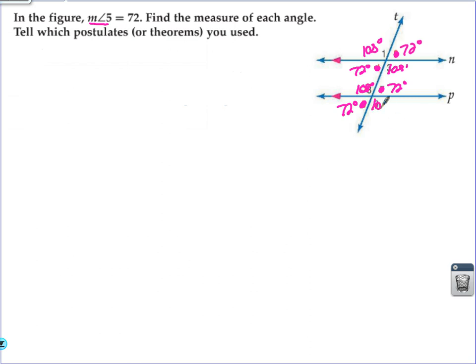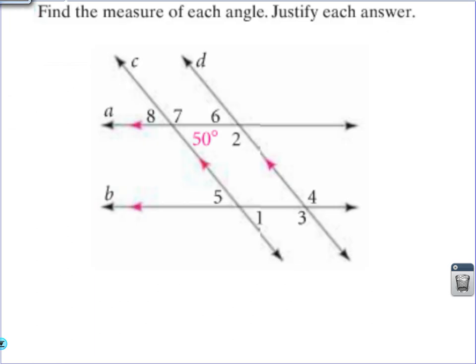These two are vertical, or you could say these two correspond. These two are alternate exterior. These two are alternate interior. You could tell all those different reasons. Or you could say, well, these two are same side interior and they're supplementary. This one and this one is same side exterior and those are supplementary. Next problem, then we'll move on.